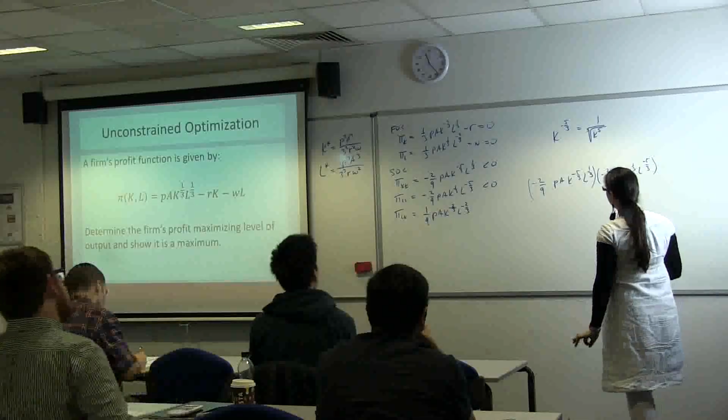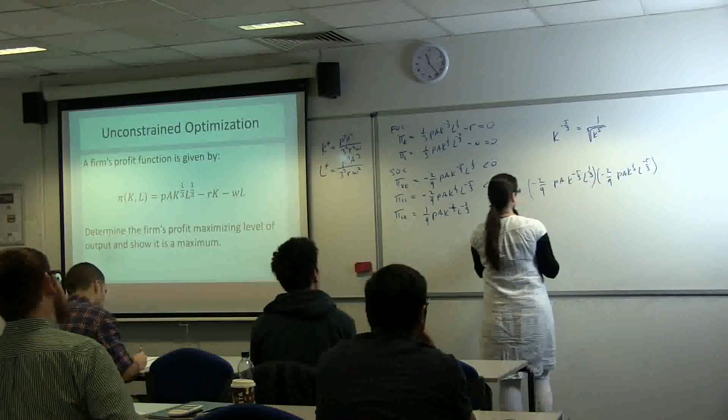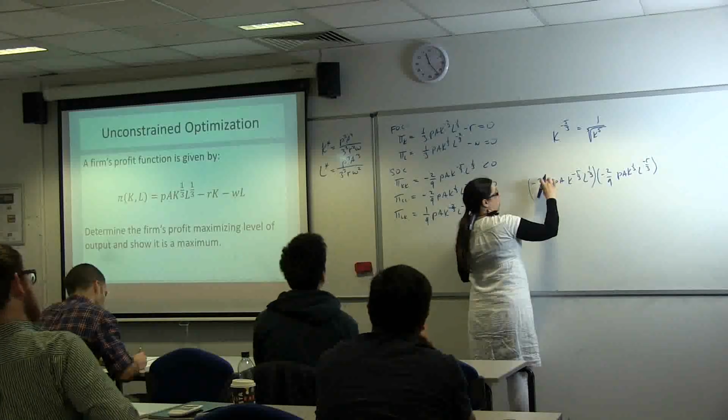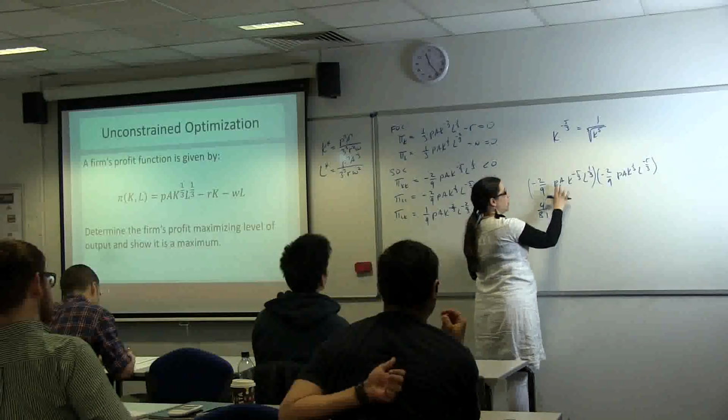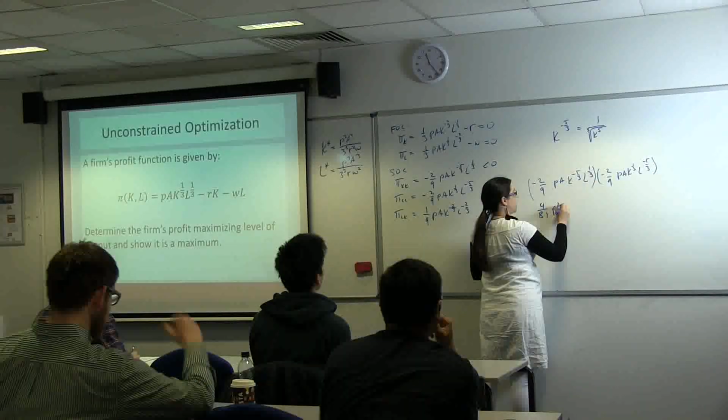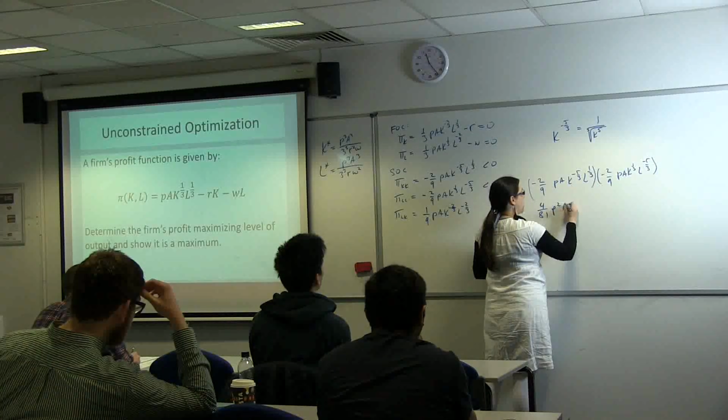See what that gives me. Negative times negative gives me positive. 2 times 2 is 4 over 81. P times P is P squared. A times A is A squared.